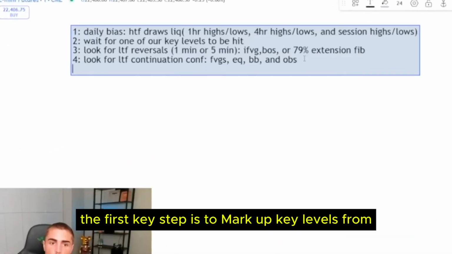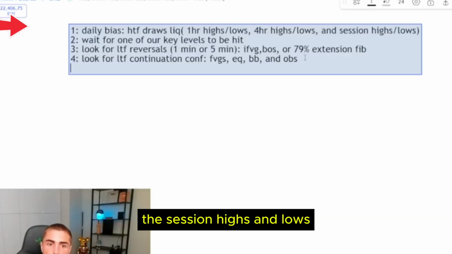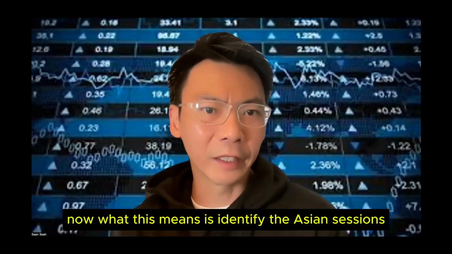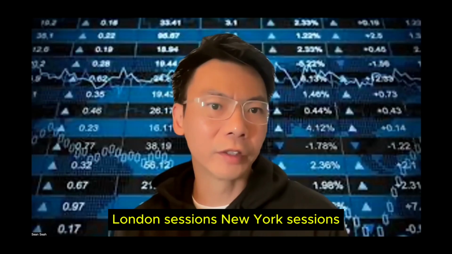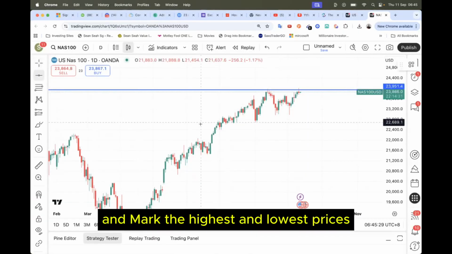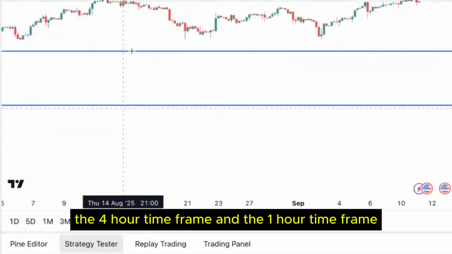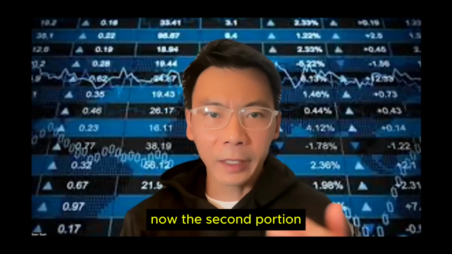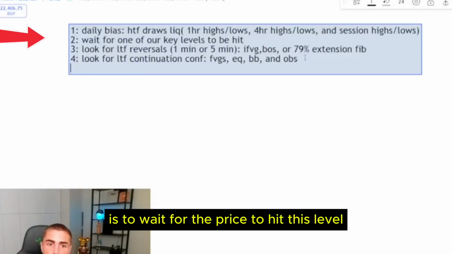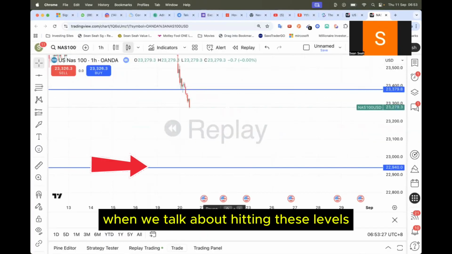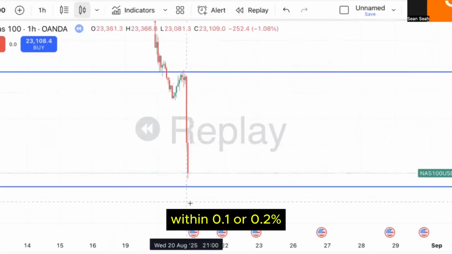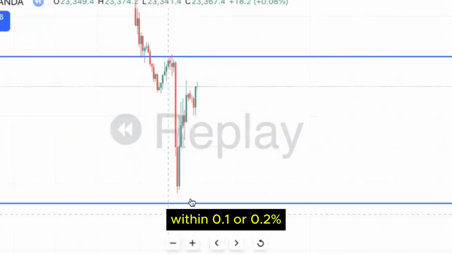The first key step is to mark up key levels from the session highs and lows. Now, what this means is identify the Asian sessions, London sessions, New York sessions, and mark the highest and lowest prices, the daily time frame, the 4-hour time frame, and the 1-hour time frame. Now, the second portion is to wait for the price to hit this level. When we talk about hitting these levels, it can be very close to the level, like within 0.1 or 0.2%.